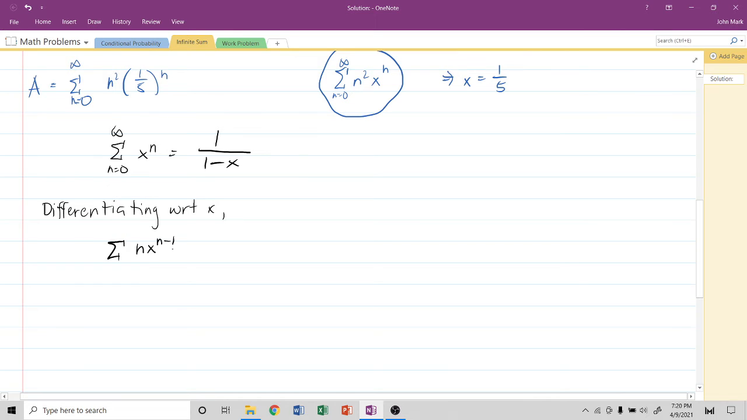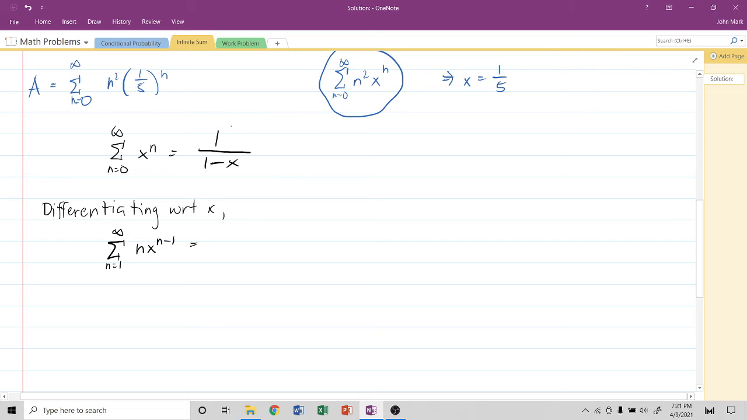Now, however, pag nag-differentiate tayo, our limits of summation will move to the right by one step. So if this is n equals 0, then our new limit will be n equals 1 to infinity. So we move one step.